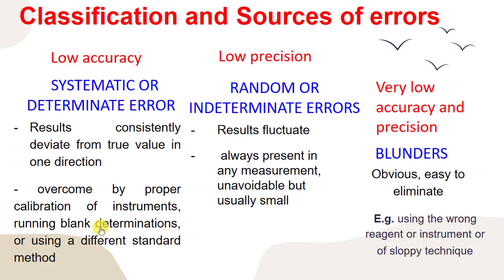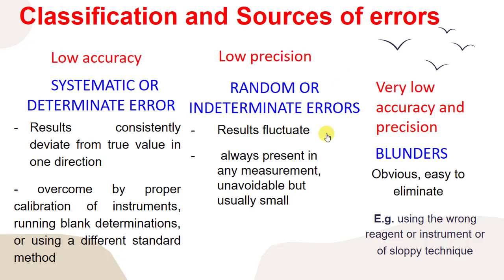The next case is when you have low precision. Low precision means that your measurements are far from each other. In this case, you have high random errors, and these errors will make your results fluctuate. It means that in some measurements the results will be higher, and in other measurements the results will be lower than the true value. So the results fluctuate around the true value.